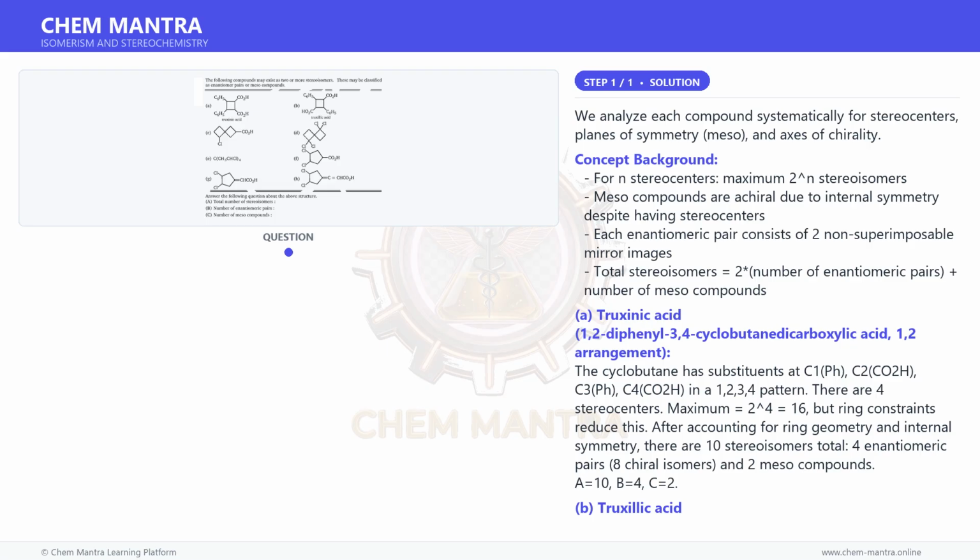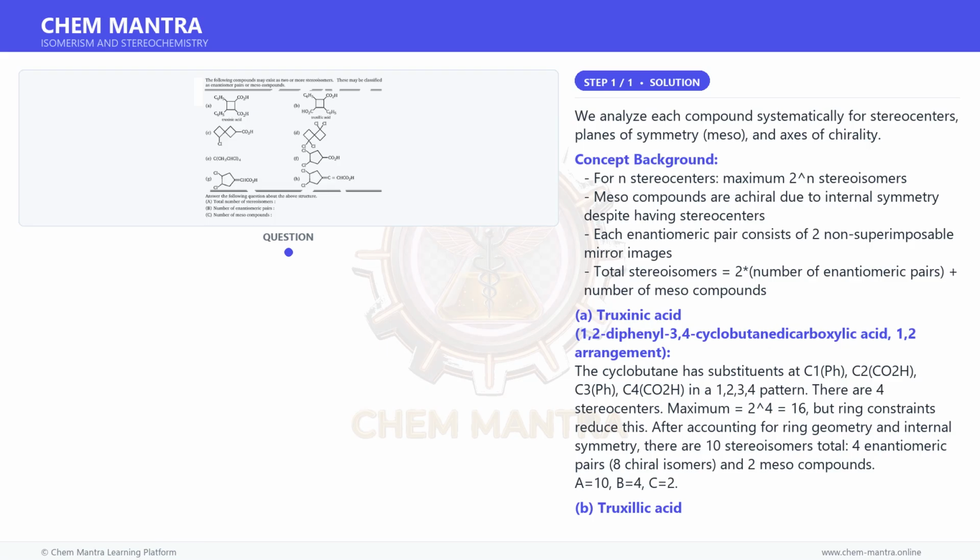G. 1,2-dichloro-4-carboxymethylidene cyclopentane. The exocyclic double bond, =CHCO2H, creates E/Z isomerism plus C1 Cl and C2 Cl stereocenters. Two ring stereocenters plus E/Z is effectively 3 sources of stereoisomerism. This gives 4 stereoisomers total. Two enantiomeric pairs, no meso, as the E/Z double bond element breaks the symmetry that would be needed for meso forms with these substitution patterns. A is equal to 4, B is equal to 2, C is equal to 0.